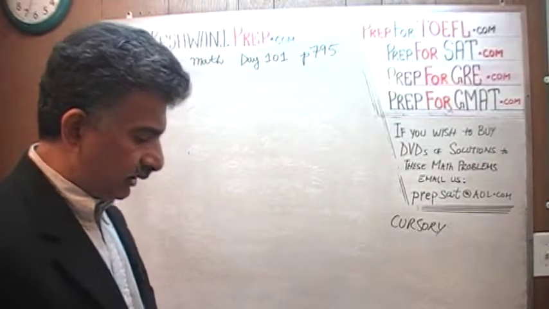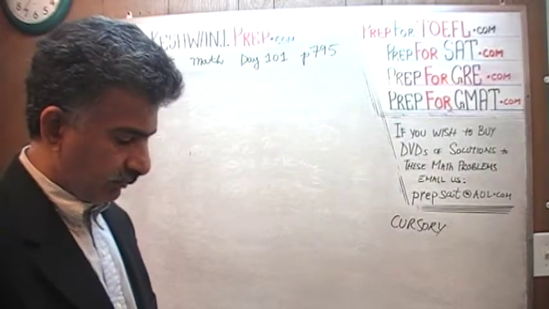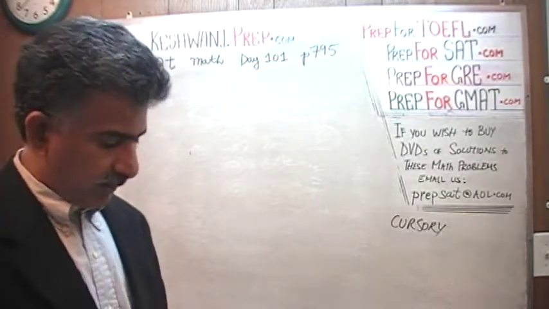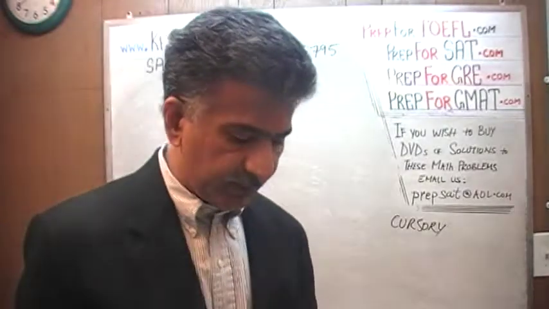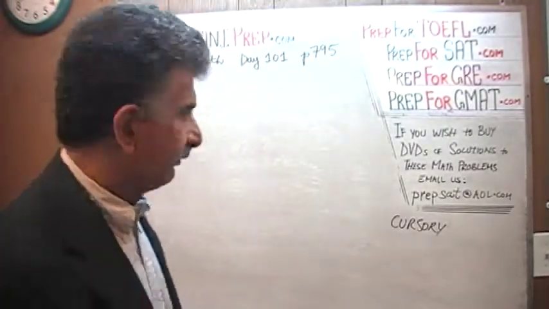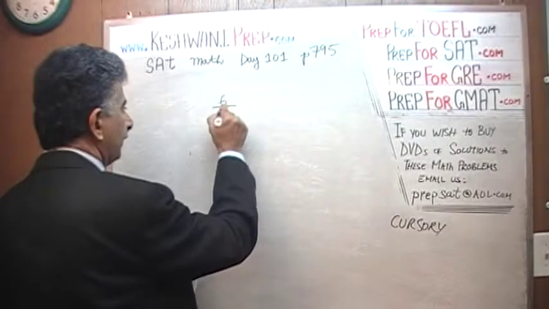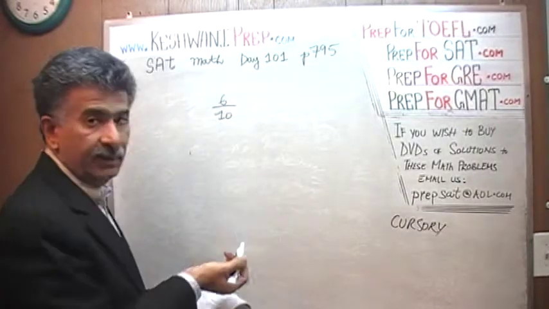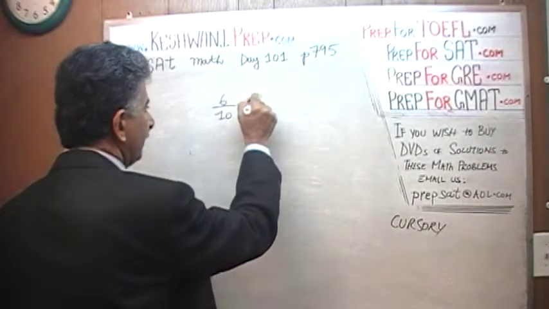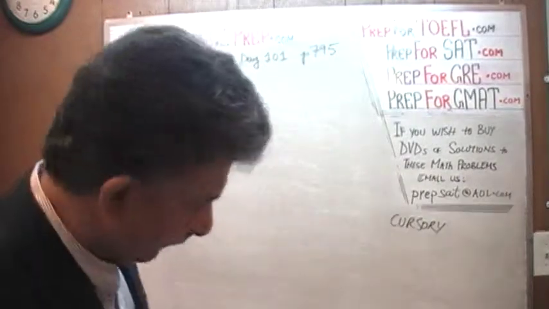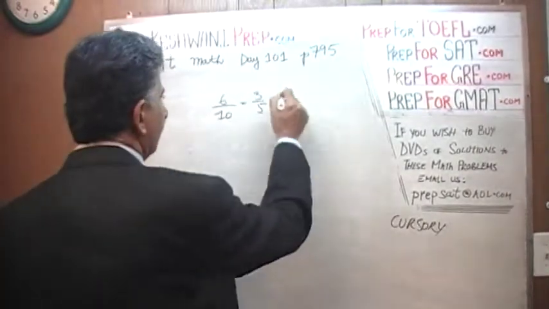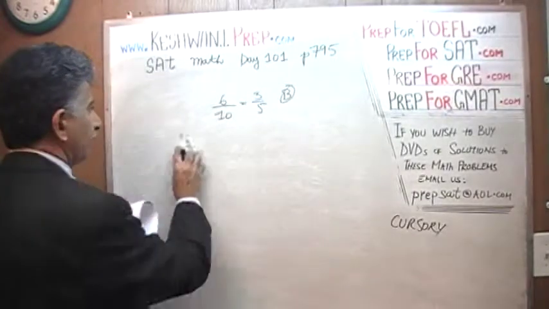It says if 6 cars out of 10 on an assembly line are red, what are the odds that a car that is picked at random will be red? Well, it's just 6 out of 10, because there are 6 red cars out of a total of 10. Or if you want to reduce it, it's 3 out of 5. The answer is 3/5. The answer is B. Let's look at the next one.